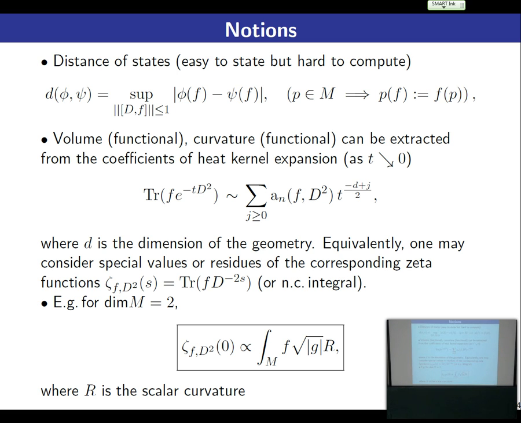In dimension 2, for instance, the main point of my interest, this functional is the residue of the zeta function defined with the square of the Dirac operator, which classically is proportional, with non-zero constant of proportionality, to the integral with the measure of the scalar curvature, and as a function of f it is linear in f, where R is the scalar curvature. Okay?